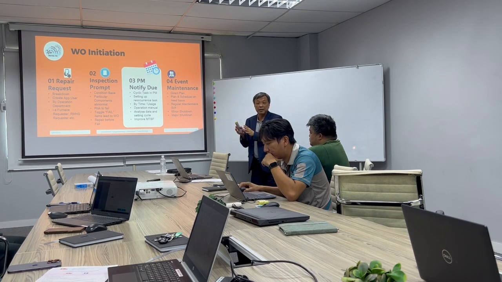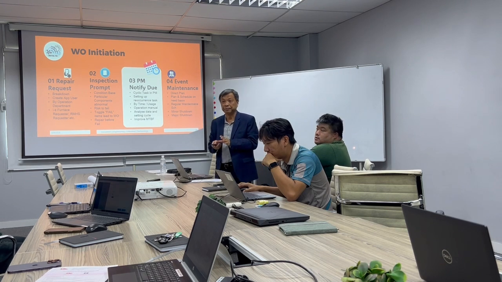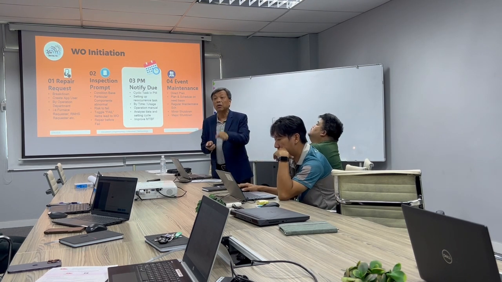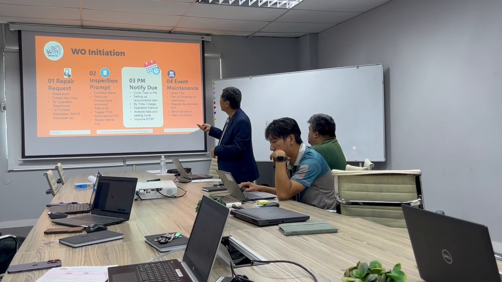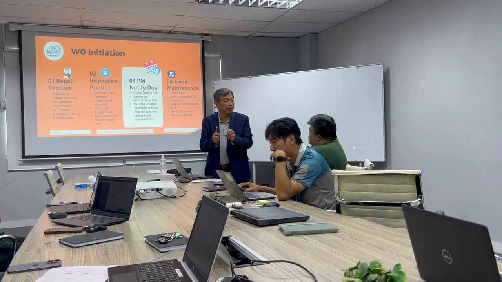So for an event, how do you create a work order? You directly create work order on the system. You don't need to go through the requester. There will be no prompt on notification. So you directly create. Directly create meaning that in your mind, you already know what you need to do.